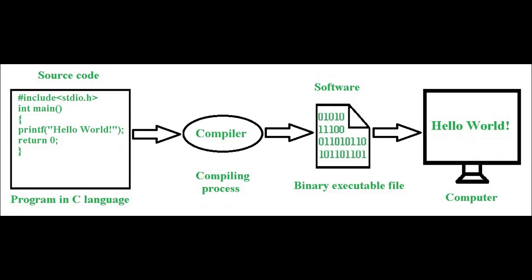What is a compiler? A compiler is a software that converts the source code to the object code. In other words, we can say that it converts the high-level language to machine language. It is necessary to perform this step to make the program executable. This is only because the computer understands only binary language.